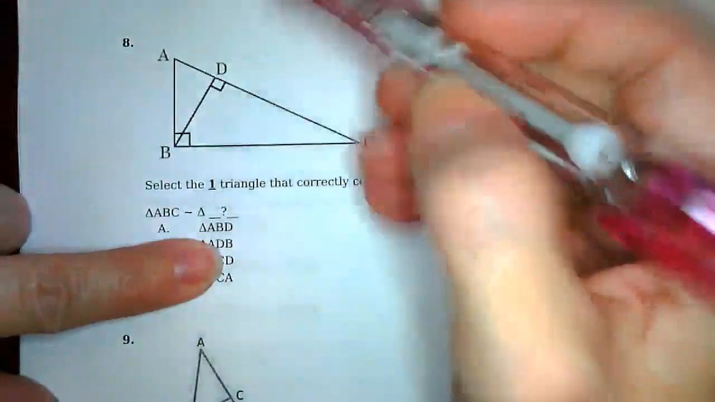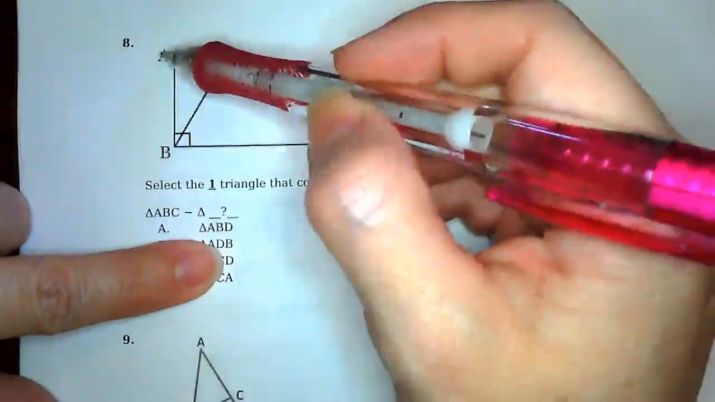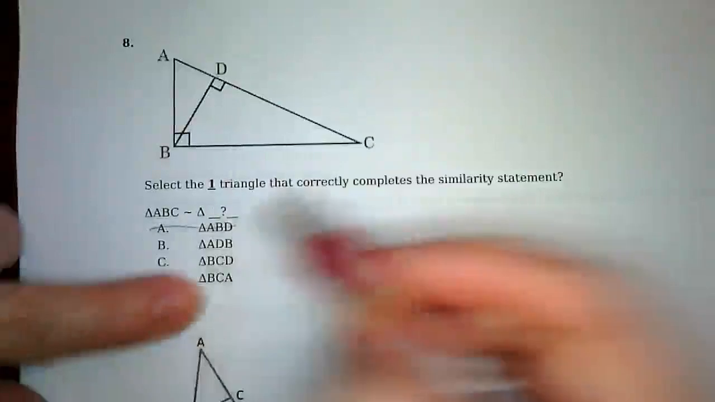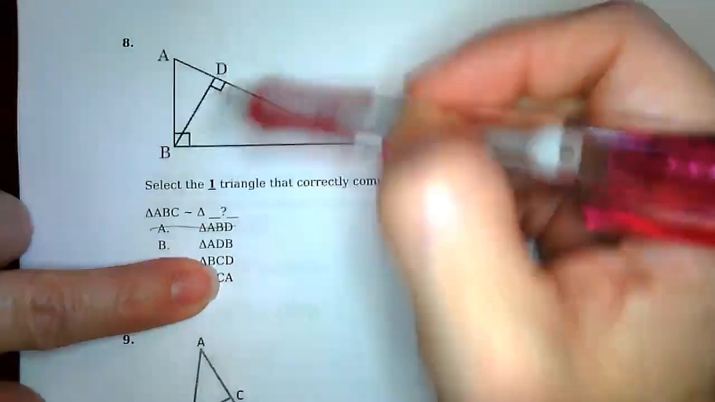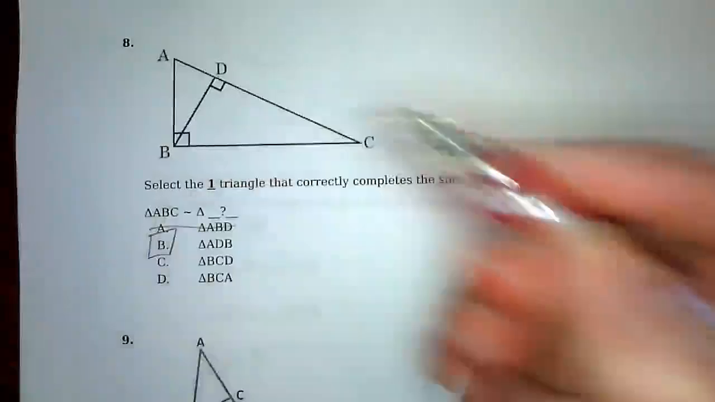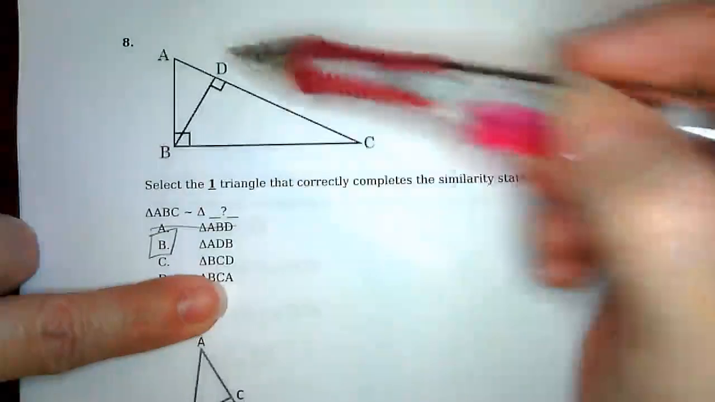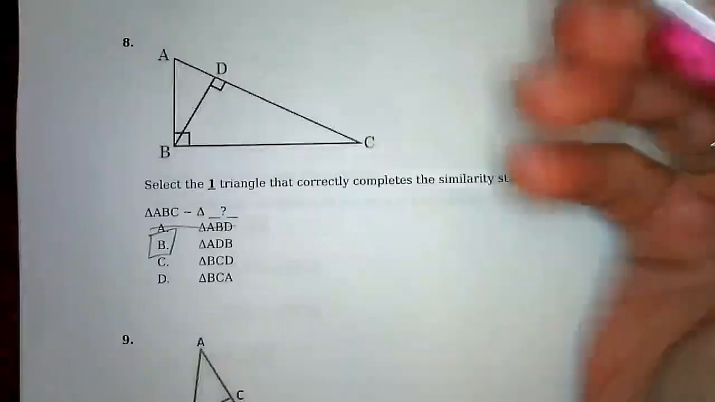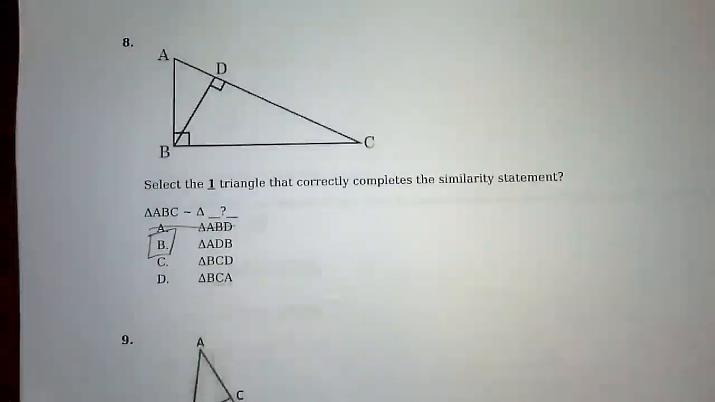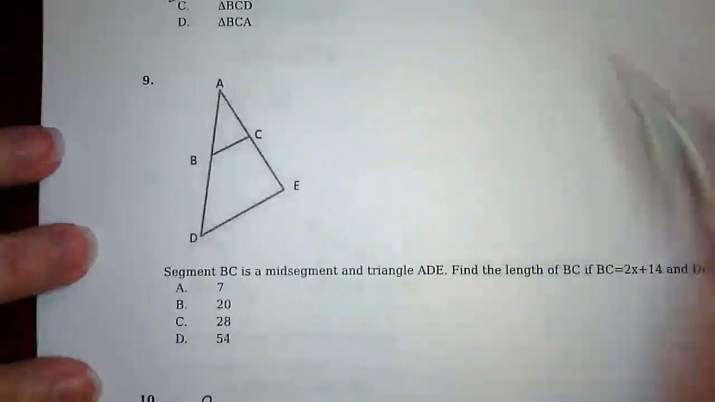So ABD would be hypotenuse, long leg. ADB, so ADB would be short leg, long leg. So there we go. If we just show why these don't work, BCD would be hypotenuse, long leg. And then this one is the same triangle, so that wouldn't make sense.